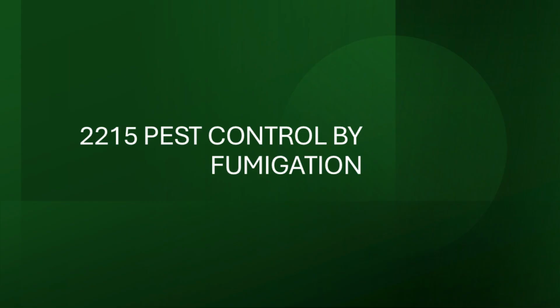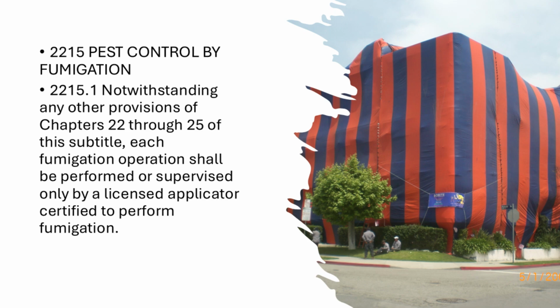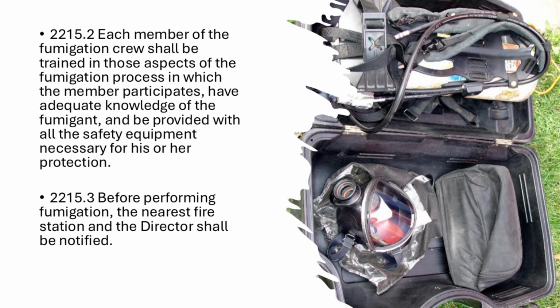2215. Pest control by fumigation. 2215.1. Notwithstanding any other provisions of chapters 22 through 25 of this subtitle, each fumigation operation shall be performed or supervised only by a licensed applicator certified to perform fumigation. 2215.2. Each member of the fumigation crew shall be trained in those aspects of the fumigation process in which the member participates, have adequate knowledge of the fumigant, and be provided with all the safety equipment necessary for his or her protection.